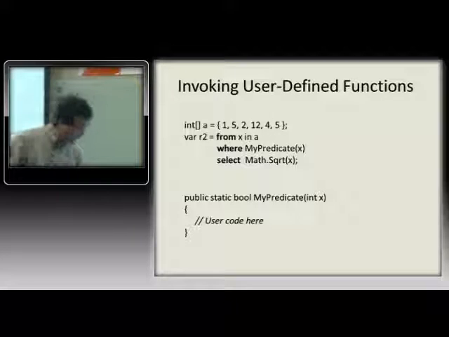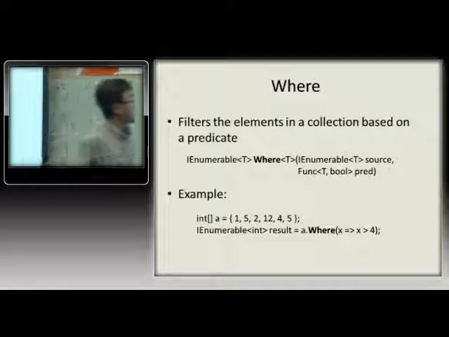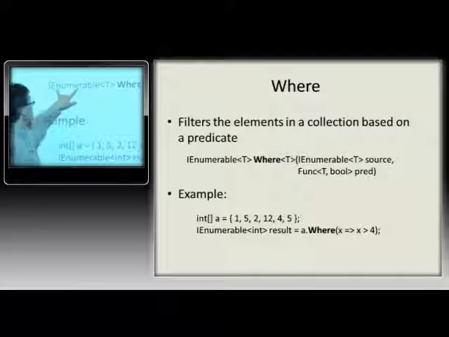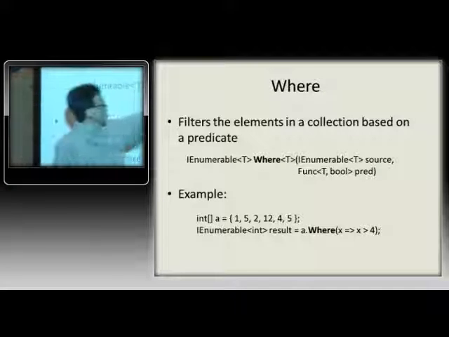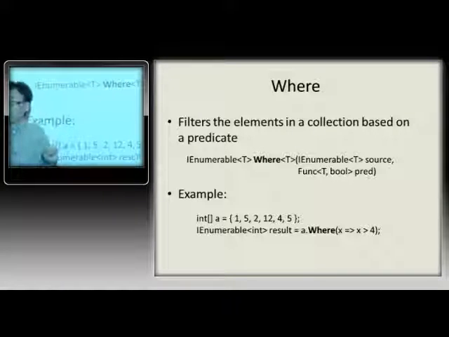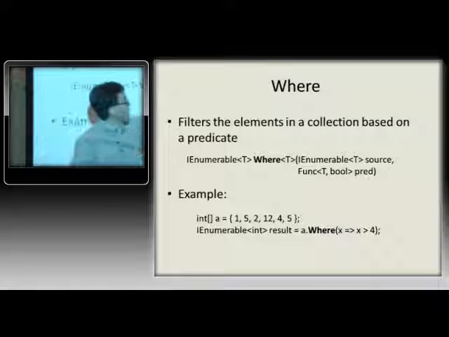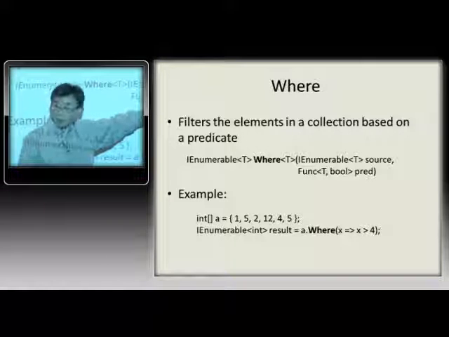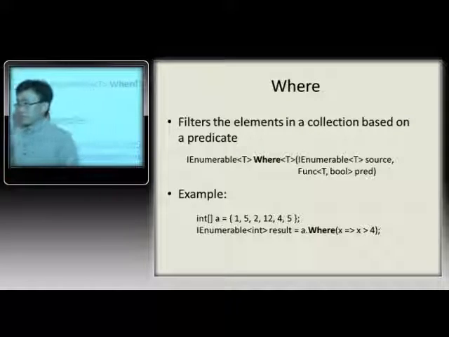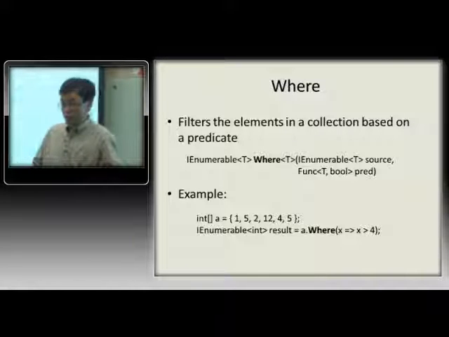So where returns, if you go back to here, where applies a predicate to every element, and it returns an IEnumerable of t. So you start with IEnumerable of t, a collection of type t, and you return a collection of type t. Basically, all the elements that satisfy this predicate would be in here, and all the elements who don't are left out. It's a filtering operator.